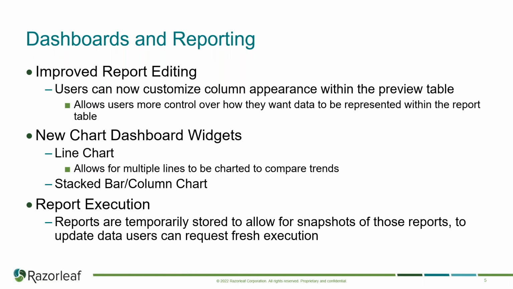Alongside that, we have our new chart dashboard widgets. So we have the ability now to add line charts to our reports and our dashboards. And another thing that's added with these line charts is the ability to have multiple lines. So if we wanted to compare trends of how long it takes an ECO to finish in 2020 to now versus a DCO from 2020 to now, that is functionality that's now available to you and relatively easy to do.